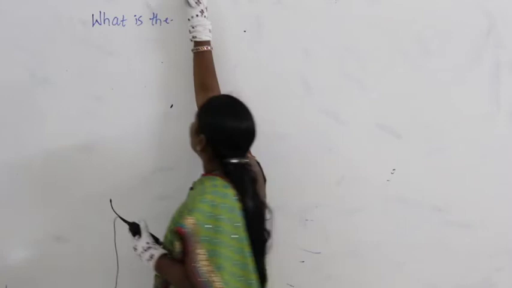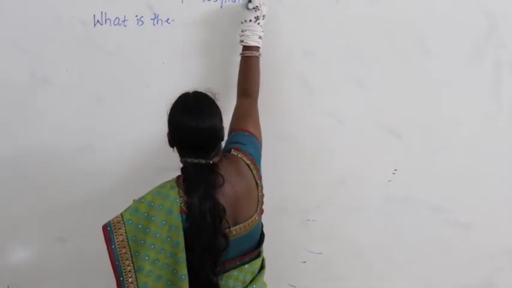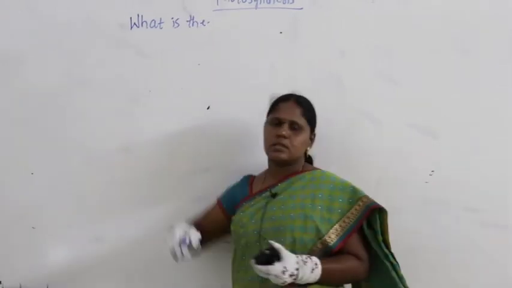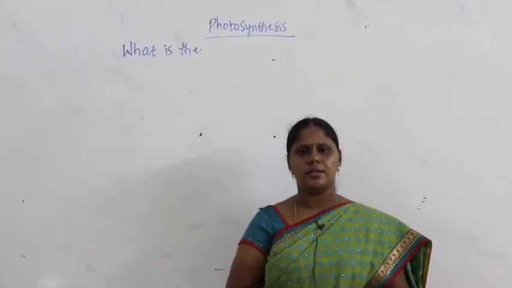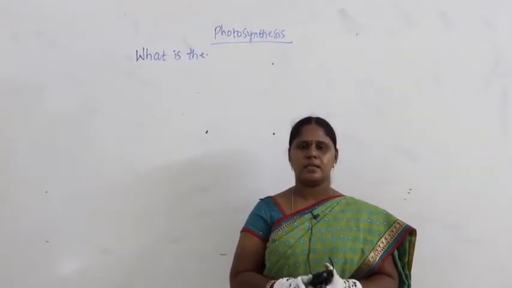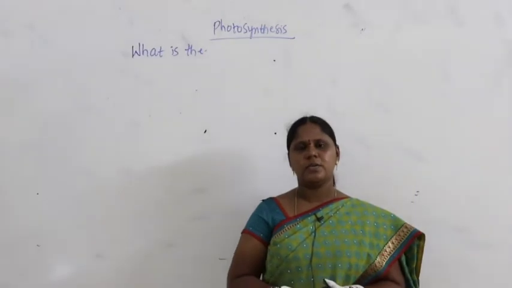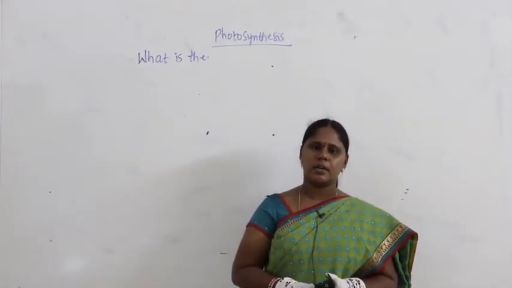Hello students, now we were discussing the chapter of photosynthesis. In photosynthesis we discussed the early experiments, the scientists and the discoveries we have studied. So far we discussed who the scientists are and how they achieved the discovery of the requirements of photosynthesis. Now let us continue with that.